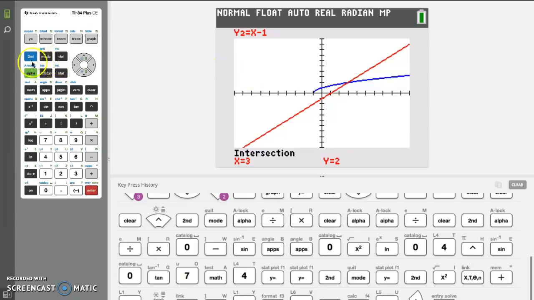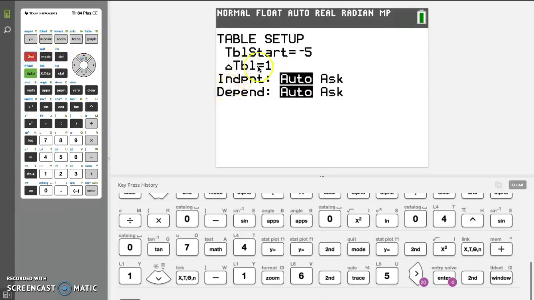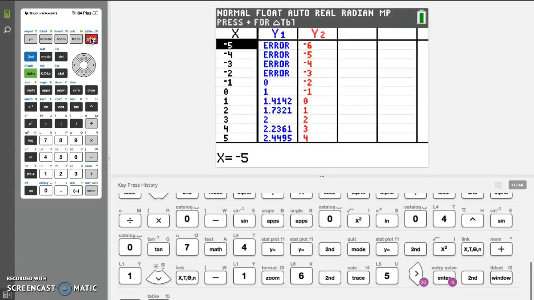Okay, so finally, last but not least, is the table. Just like always, I think starting at -5 is fine, but you could start at 0. It's completely up to you. And going by ones is a good call here. So we're going to press second graph. As you remember, I said you couldn't take the square root of a negative number, which shows you why we have all these errors here.